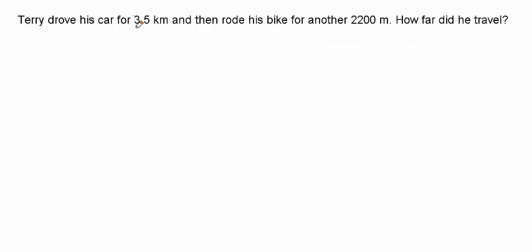Terry drove his car for 3.5 kilometers and then rode his bike for another 2,200 meters. How far did he travel? Obviously, to find the answer, you got to add up these two distances. But once again, one is in kilometers and the other one is in meters. So we got to do a conversion. The distance traveled is equal to 3.5 kilometers plus 2,200 meters.